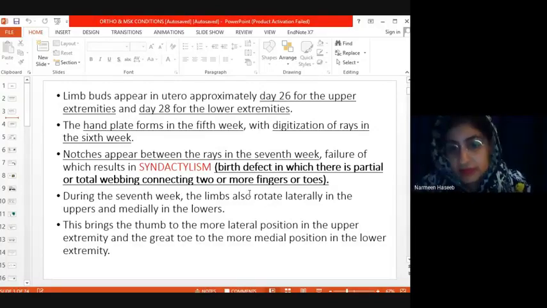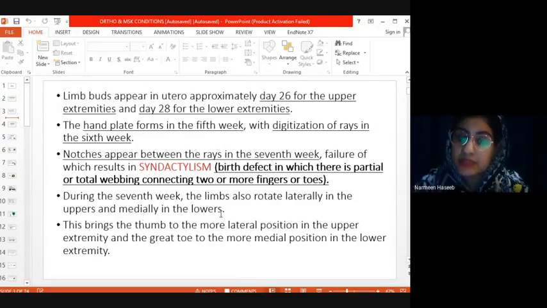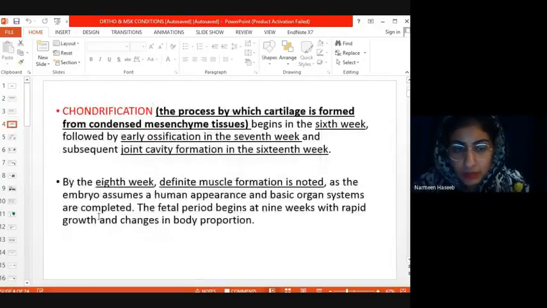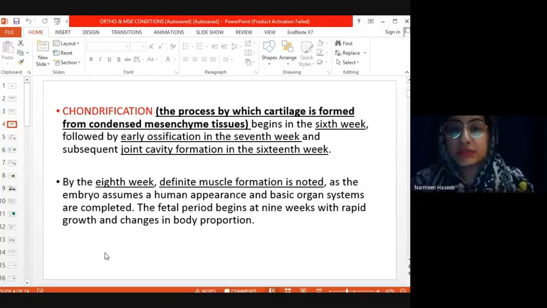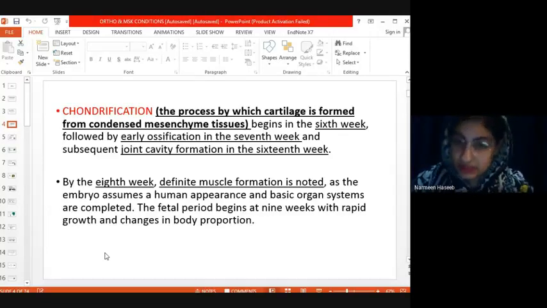During the 7th week, the limbs also rotate laterally in the uppers and medially in the lowers. This brings the thumb to a more lateral position in the upper extremity and the great toe to a more medial position in the lower extremity. Then what is chondrification? This is the process by which cartilage is formed from the condensed mesenchymal tissues. It begins in the 6th week, which is followed by early ossification in the 7th week, and the subsequent joint formation in the 16th week.